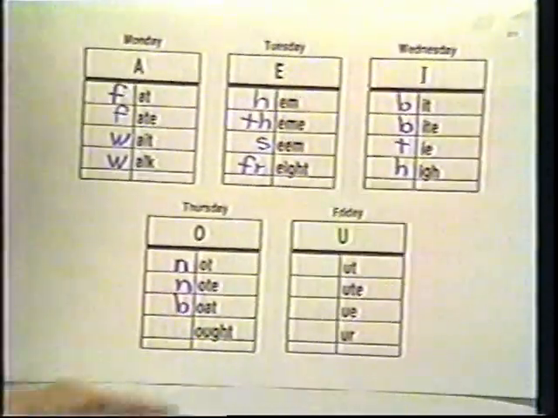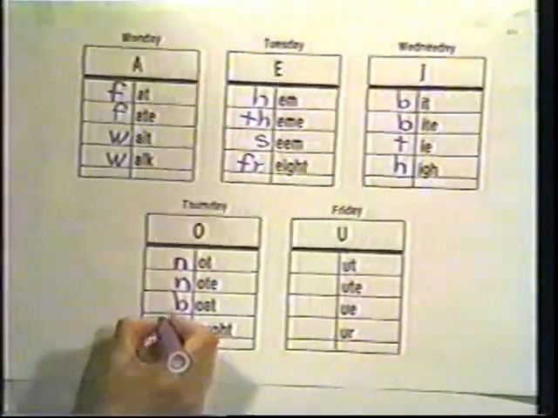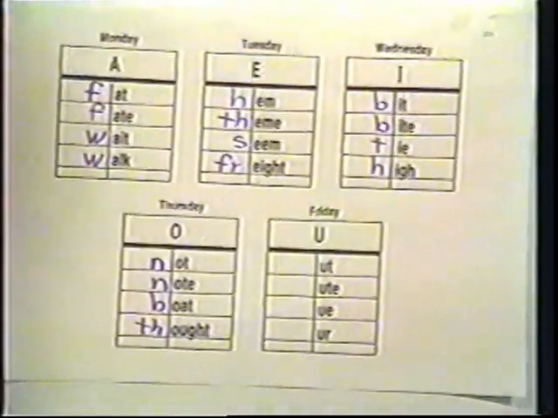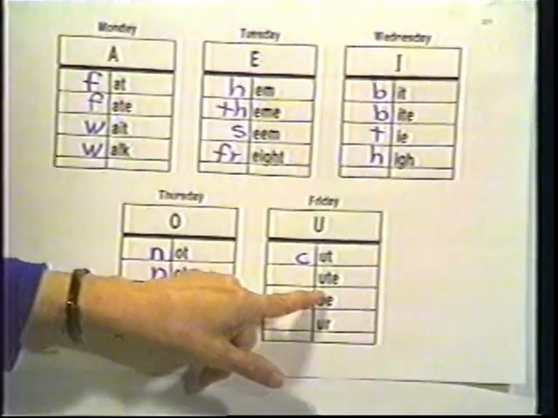What's the word? Vote. Why is that a sight family? Because you can't sound it out. What's the family? Ought. Add TH. What's the word? Thought. Good. Why is that short? Because there is only one vowel. What's the family? Ut. Add a C. What's the word? Cut.